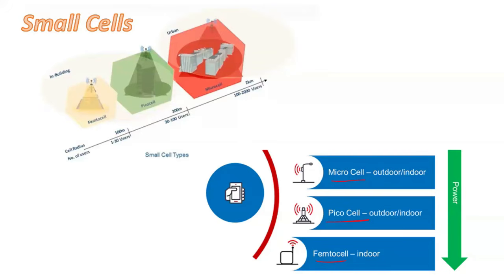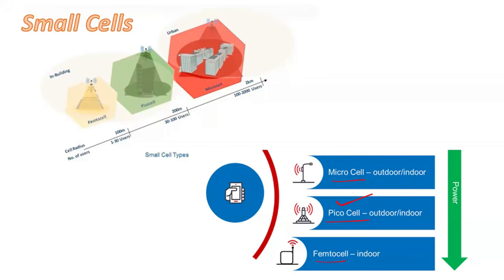The second one is our picocell, right? Picocell covers a radius of around 200 meters, and picocells are usually placed at places where there is a high crowd density, like during festivals, during a game in a stadium, concerts, and other large gatherings. So picocells are larger than the femtocells.